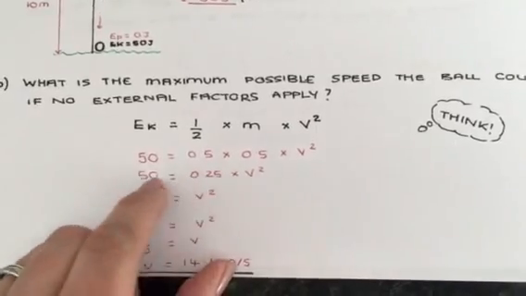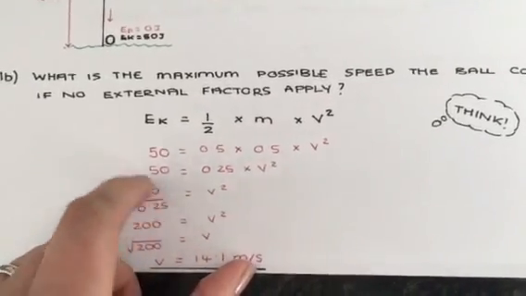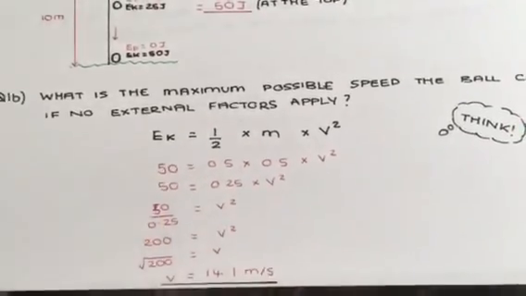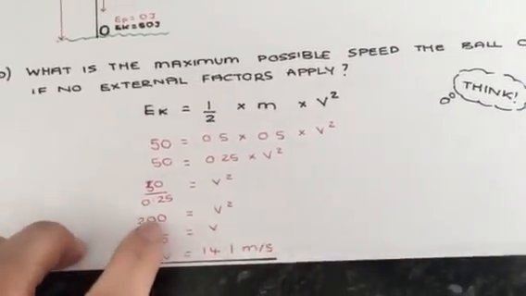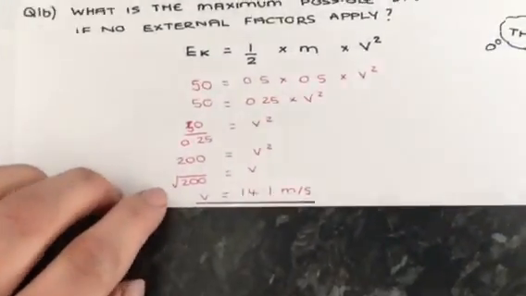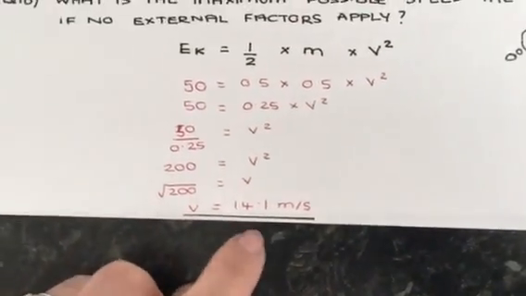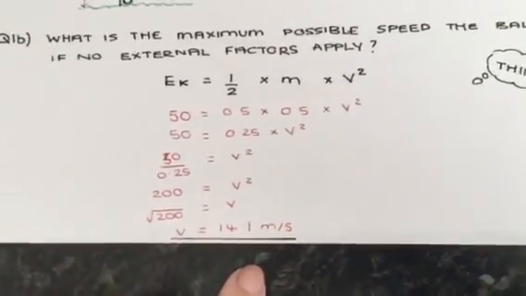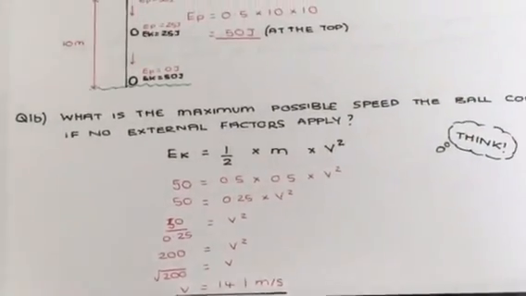You need to get this on its own, so you need to bring down your 0.25, so it would be 50 divided by 0.25, which is the same as times in by 4. So it would give you 200 equals v squared. Well, we don't want v squared, we want v. So you just square root your 200, which would give you that v equals 14.1 metres per second, okay? I have done it to 3 significant figures, which they do tend to ask for.